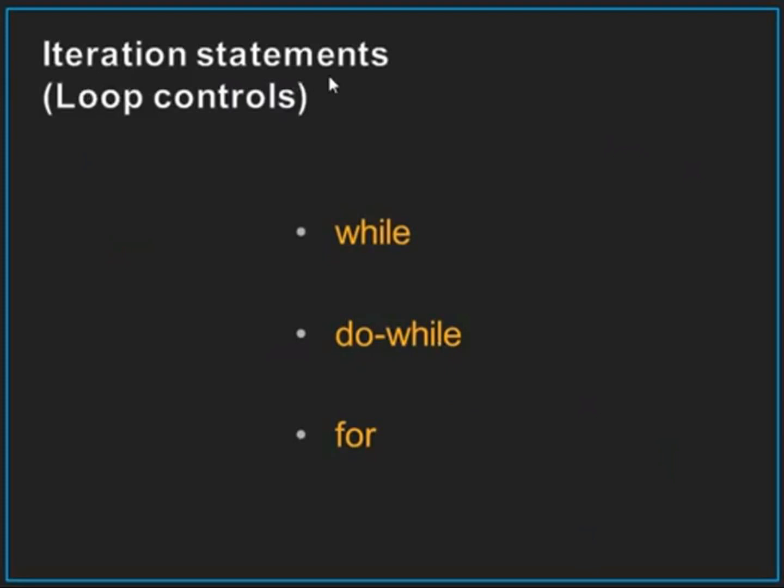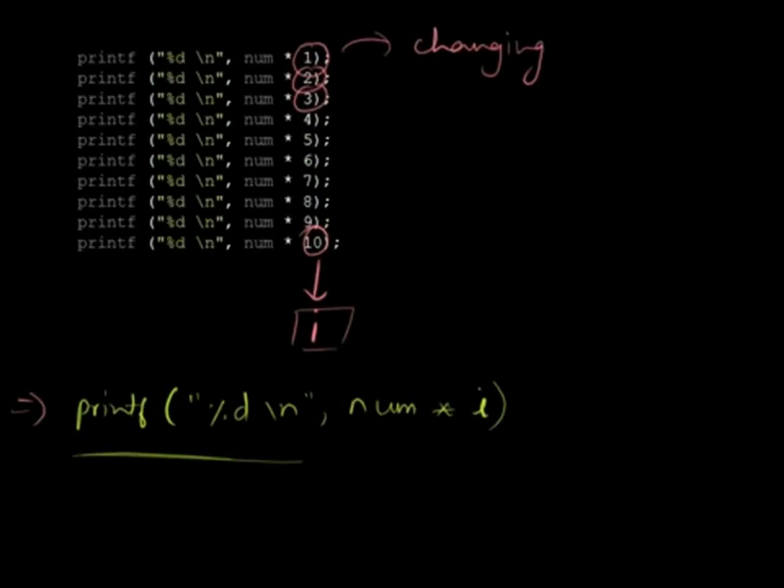So iteration statements, as they are known, the loop controls, are of 3 types. There are 3 loop controls provided in the C language. One is called while loop, other is called do while loop, and the for loop. These loops we have in the C language. Now let us come back to this statement and put this into a while loop. We have to repeat this statement again and again, but every time we repeat this statement, we change the value of I. We increment it: I equals I plus 1. We increment it and then multiply, because these numbers are incrementing.